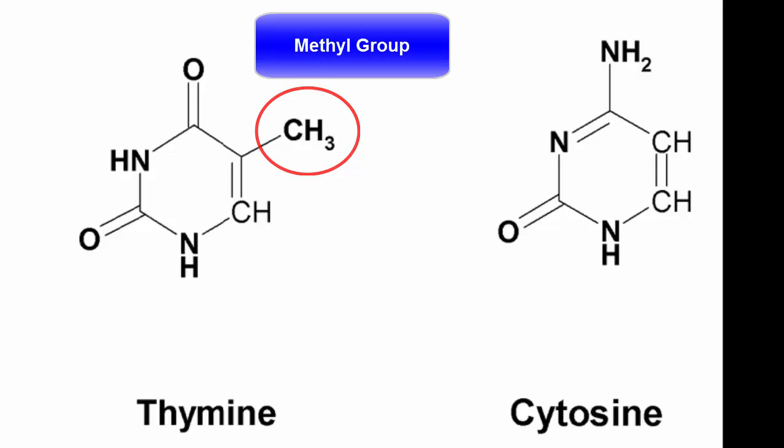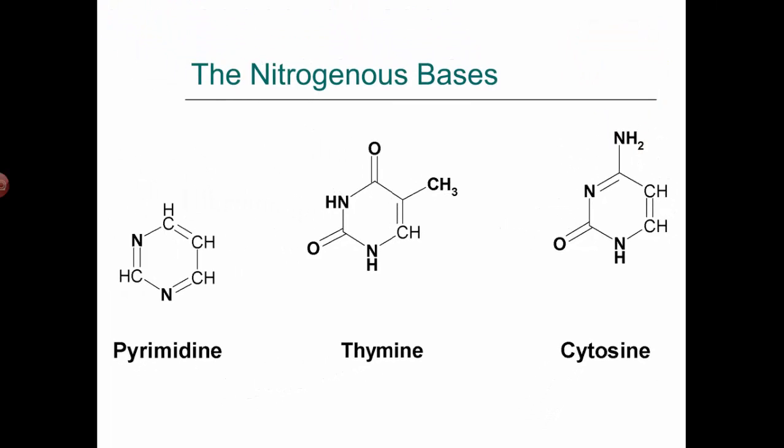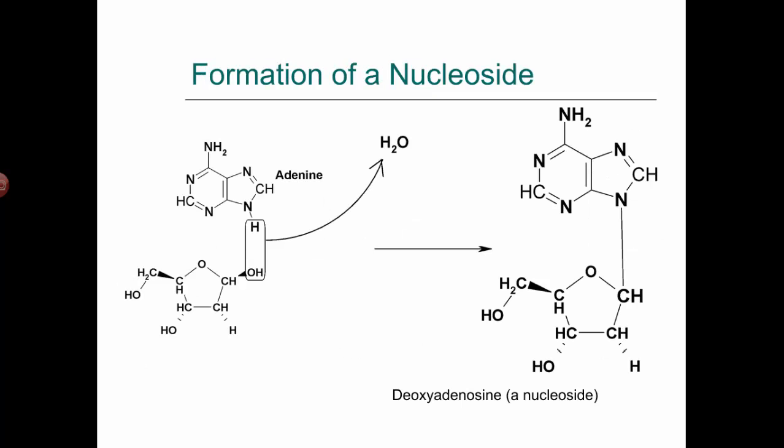In cytosine, we have no methyl group, but we do have one of the carbonyls still there, and we have our friend the amino group on top. And those groups are called functional groups, and they give thymine and cytosine their particular properties. So adenine and guanine are the purines, thymine and cytosine are the pyrimidine bases, and they have to do with the number of rings. In order to make a nucleotide, we have to first make a nucleoside.